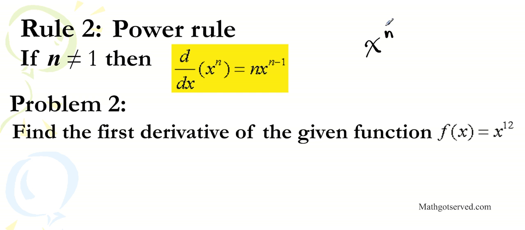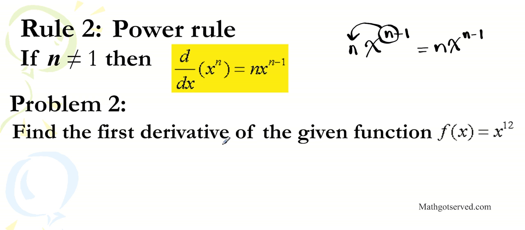all you do is you move whatever the exponent is to the front, n, and you just subtract 1 from the original exponent. So move the power to the front and then subtract 1 from the power. That's basically how you get the derivative, which is n times x to the n minus 1. All right, so that's what this formula is telling us to do.